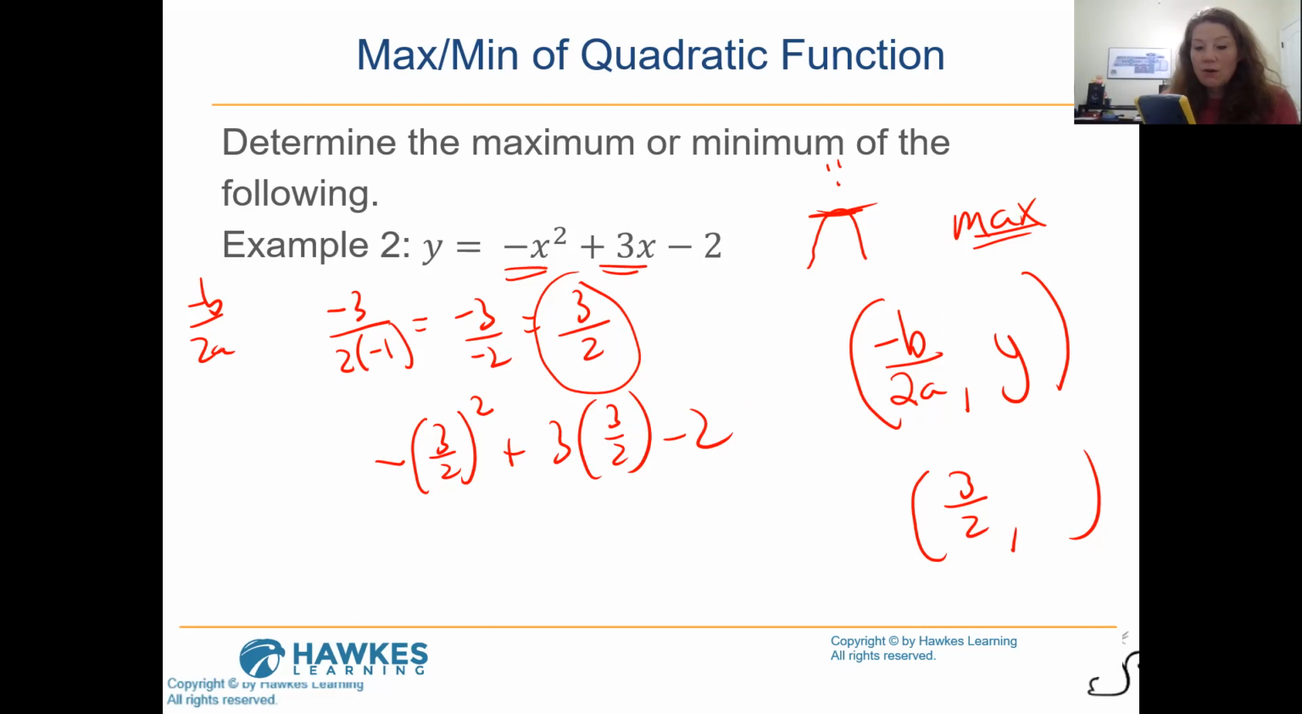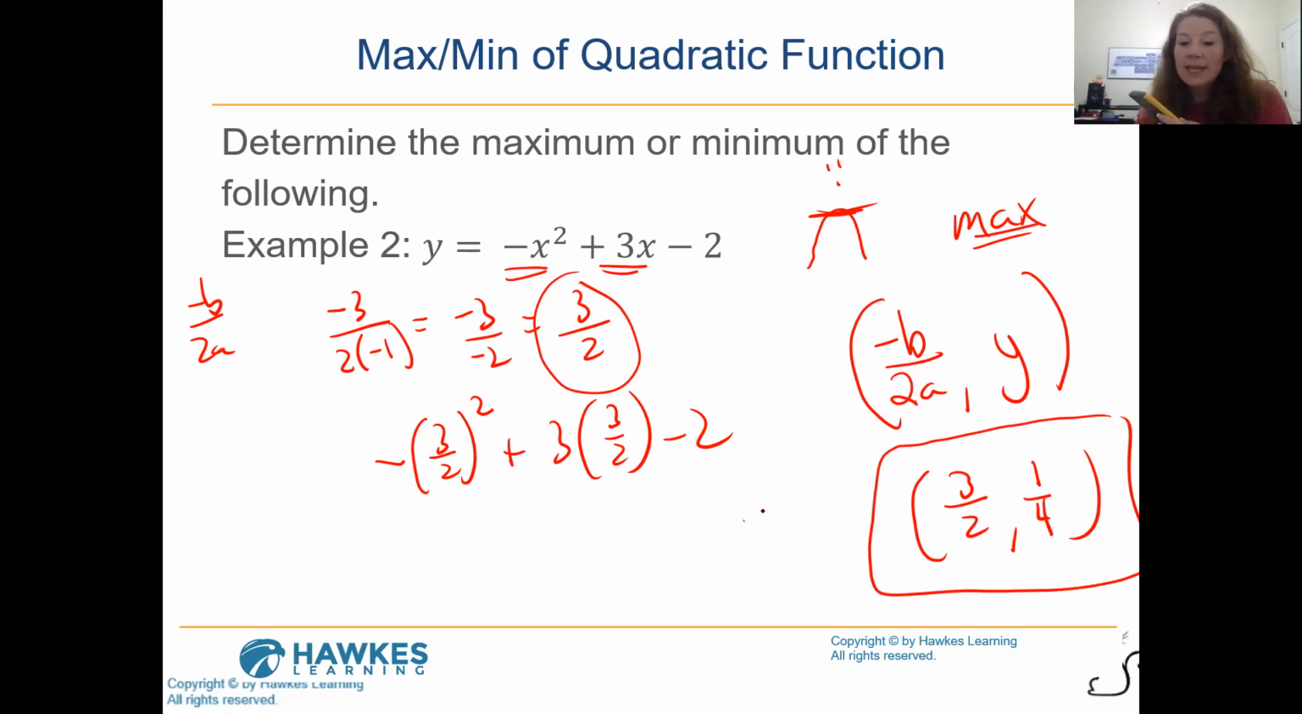We can just plug all that right in our calculator. Negative and then parentheses 3 over 2 squared plus 3 times 3 over 2 parentheses minus 2 equals 1/4. 1 over 4. So we have a maximum, and this is our maximum value.